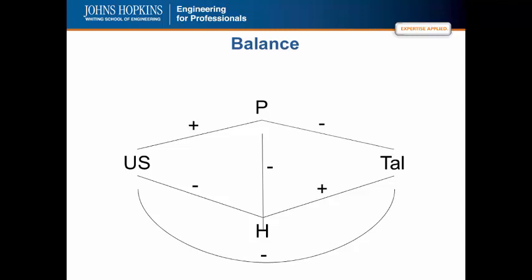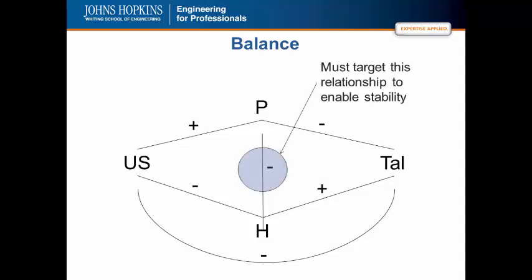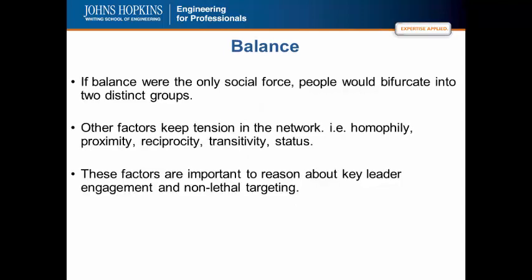So how do we create stability in this network if it is unstable and unbalanced? Well, the trick is to focus on a target relationship that's going to enable stability, and if that becomes positive, now this consolidated group can either become positively tied to the U.S. or the Taliban in this example. If balance were the only social force, you would see the network bifurcate into two distinct groups, but other social forces keep tension in the network. And these are important to reason about different key leader engagements, or in the military we would call it non-lethal targeting.